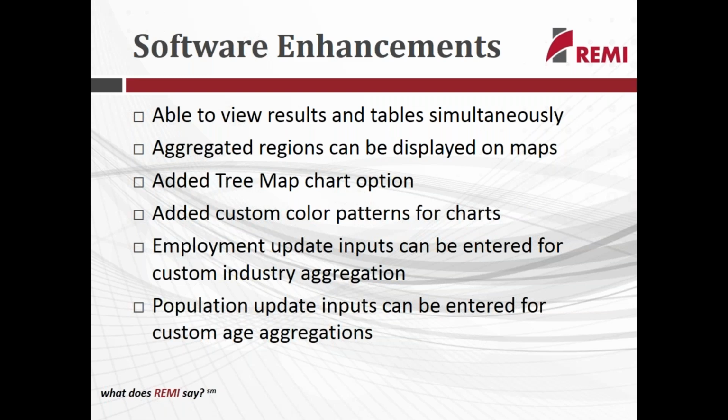You can look at aggregated regions on map results in the model. Previously you couldn't. The map result would just take you down to the county level or the lowest degree of regional specification you had in the model, or the highest degree of regional specification you had in the model, rather. We've added a tree map chart option, added custom color palettes for charts that one can customize in the model.